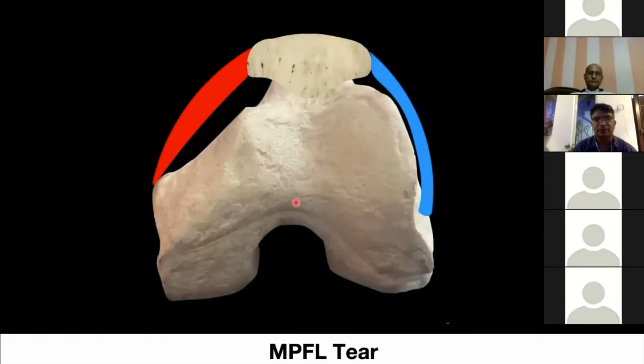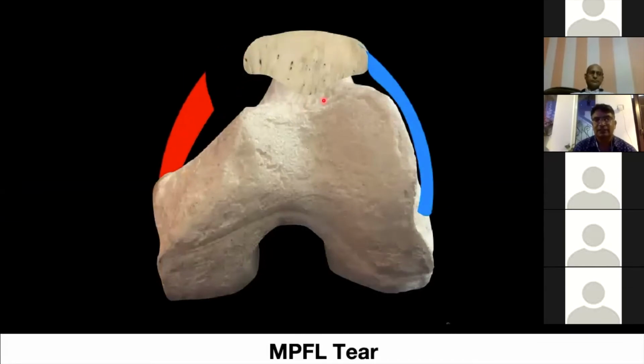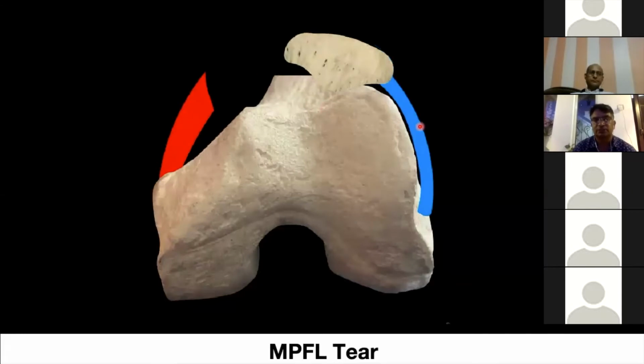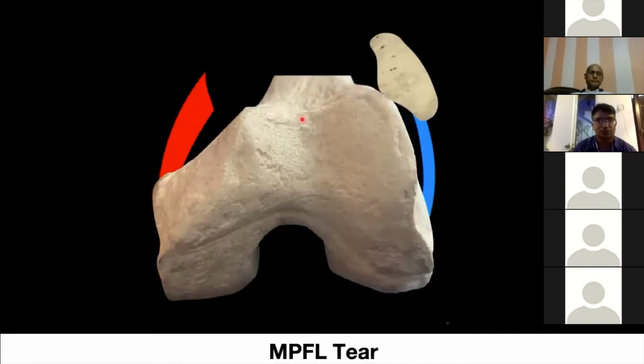So what happens if there is an MPFL tear? This is an animation to show the MPFL tear. The MPFL is torn. So when you start flexing the knee, the lateral structures pull the patella towards the lateral side. When it reaches the notch, it doesn't come to the groove, but it hits the lateral condyle and falls back, and the patella gets dislocated.